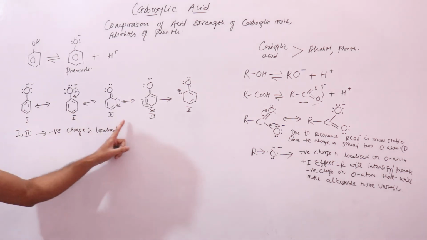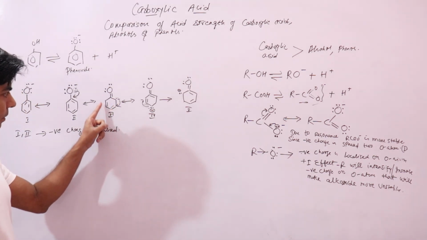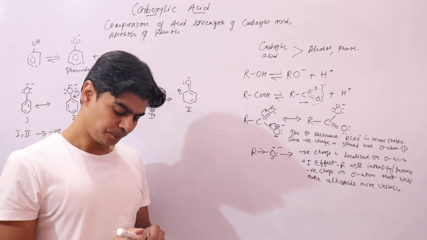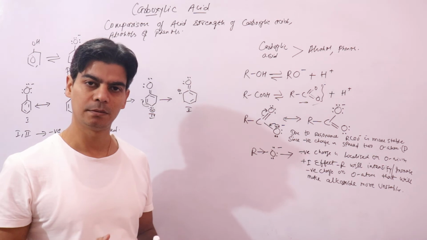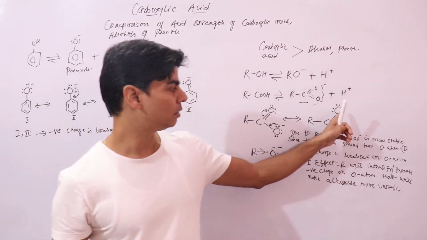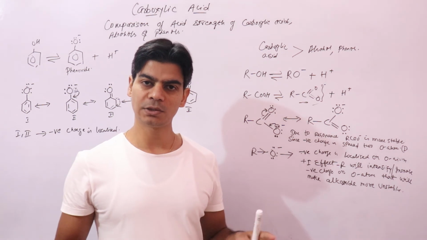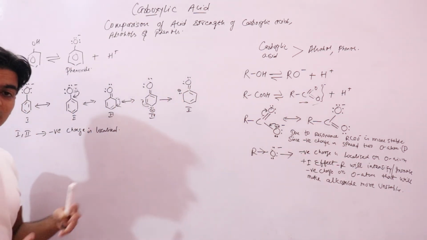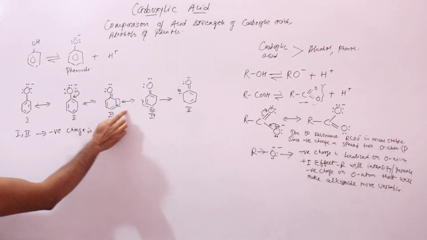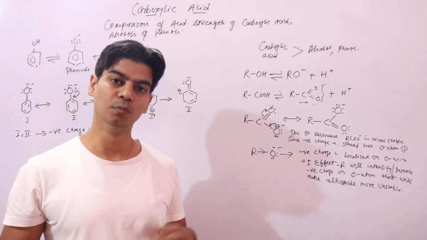Now if you look at the third, fourth and fifth resonance forms, negative charge is at ortho and para positions, and we know that all these are carbon atoms. Carbon is less electronegative than oxygen. So negative charge is present on less electronegative carbon atom, and that will also not give it more stability. If this negative charge were on the more electronegative oxygen atom, that would add to the stability. But here the negative charge is on less electronegative carbon atom, so these also will not contribute more towards stability.